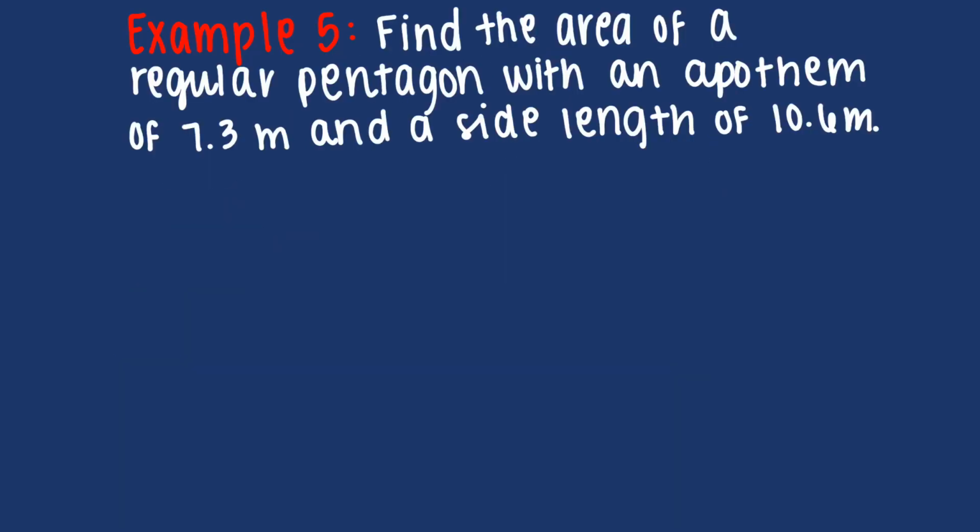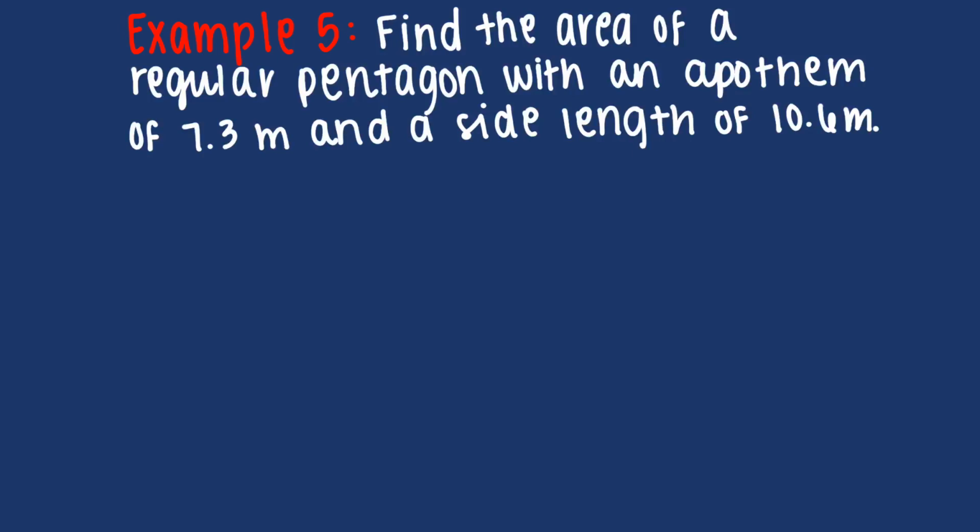These next 4 examples are word problems. Word problems seem to be what we struggle with the most, so I wanted to make sure we hit them pretty hard. So example 5, I ask you to find the area of a regular pentagon with an apothem of 7.3 meters and a side length of 10.6 meters.